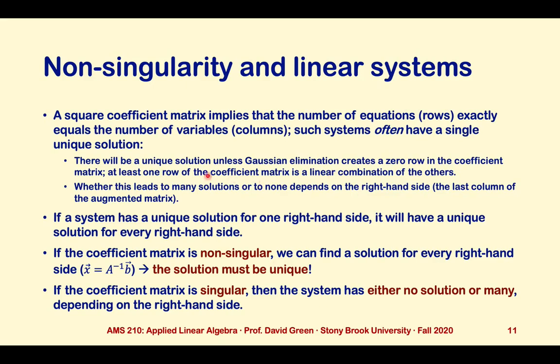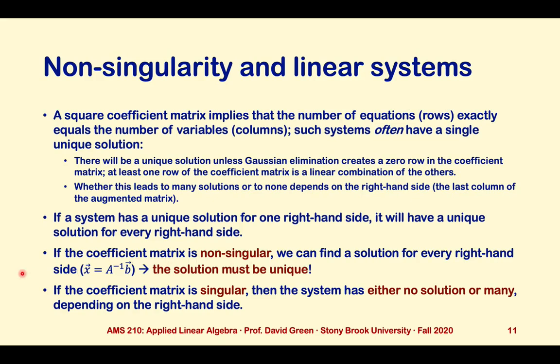But that means for a square system, the solution must be unique. Why? Because if we had a zero row, then many or no solutions would depend on the right-hand side. Some right-hand sides would give us no solution, some would give us many solutions. If we have a unique solution for one right-hand side, we have to have a unique solution for every right-hand side. And vice versa. So we have this relationship between non-singularity of a matrix and uniqueness of a solution.